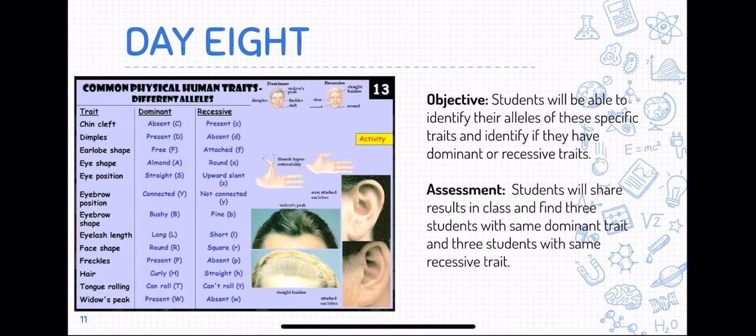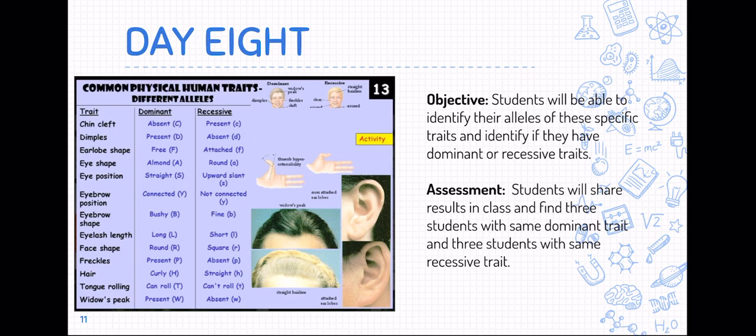And then day 8, I just wanted to kind of make this fun. What we would do is this would be a short amount of time at home. They just look over this trait chart, look at these different traits and see what type of chin do they have. Do they have dimples? What's their earlobe look like? Just so they can kind of get a feel for what kind of traits these students have.